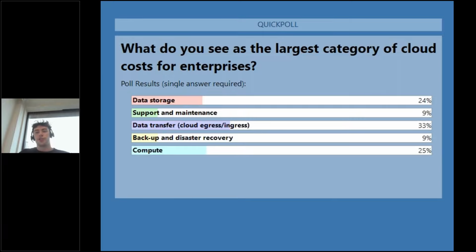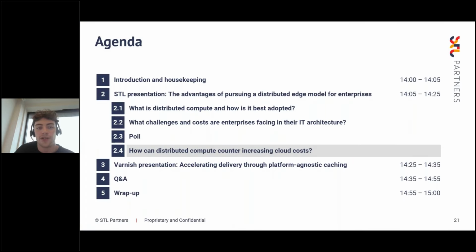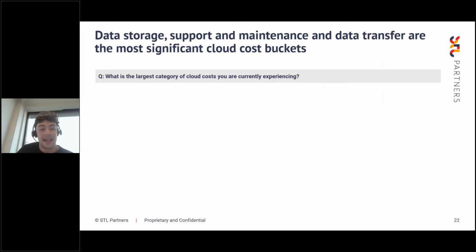Just to comment on them a little bit, you can see that 33% of you believe that data transfer is the biggest category of cloud costs, and that's followed by compute and data storage, which are closely shared second and third. Let's see how you, the audience, stacked up against our survey respondents. What did our enterprises see as the largest category of cloud costs? Well, data storage was recognized as the largest category of cloud costs, so not quite aligned with your views. 29% of enterprises selected this.